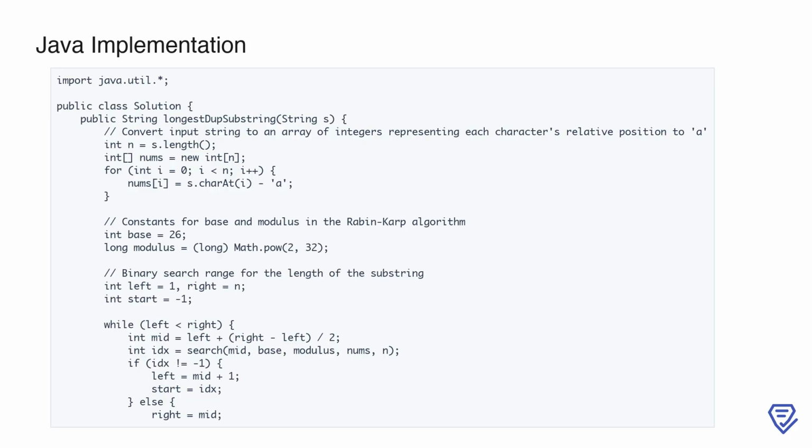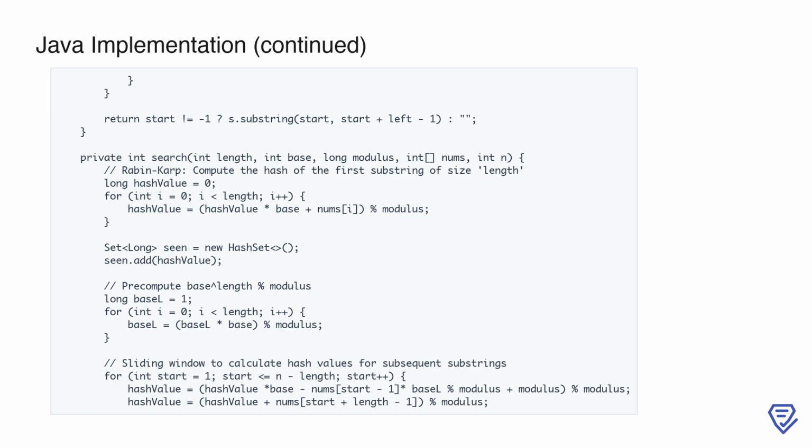Within the binary search loop, we calculate the midpoint and call the search function to check if a substring of the current length exists. If a valid substring is found, we adjust the search range to explore longer substrings, otherwise, we narrow the range to shorter ones. Once the binary search concludes, we return the substring starting at the recorded index, provided that a duplicate substring was found. If no such substring exists, we return an empty string.